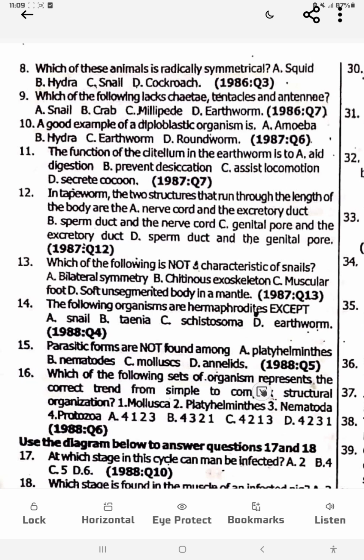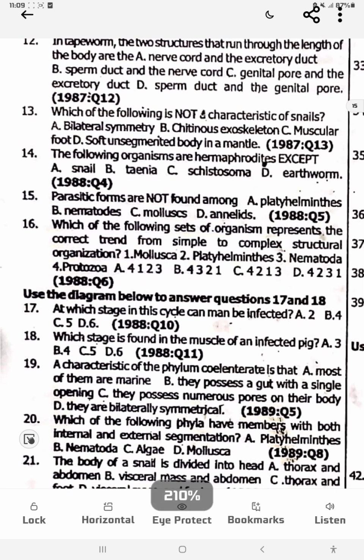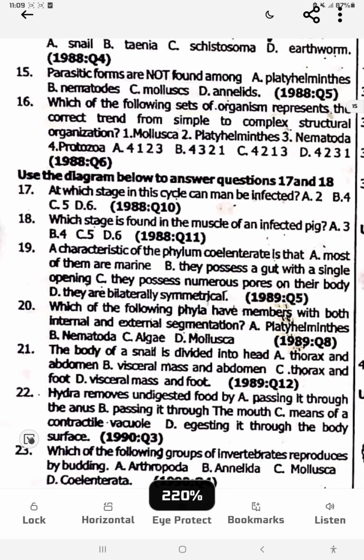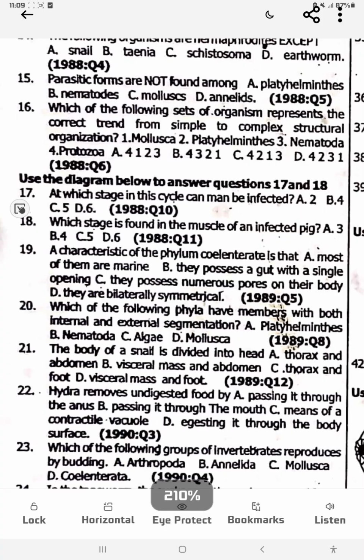Number 16. Which of the following sets of organisms represents the correct trend from simple to complex structural organization? 16 is option D. Protozoa first, then platyhelminthes, then nematoda, then mollusks. 16 is option D. For 17 and 18, there's a diagram that we are not privy to.